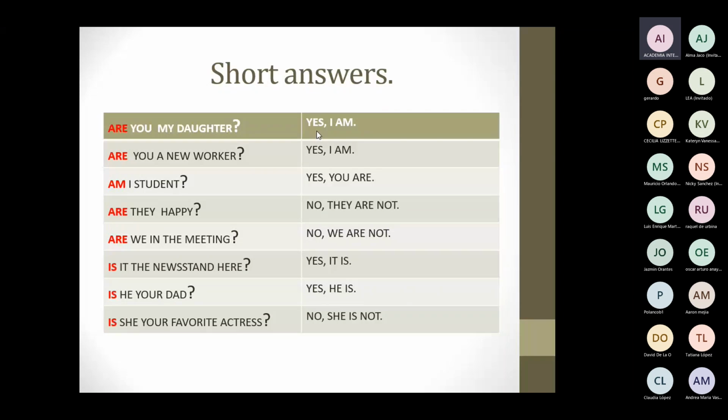So some of you are going to participate. That means that some of you are going to answer, right? Some of you are going to answer, and some of you are going to make the questions. Algunos van a responder y otros van a hacer las preguntas. Para que vayamos más o menos ahí practicando las preguntas y dándole respuestas a las preguntas.